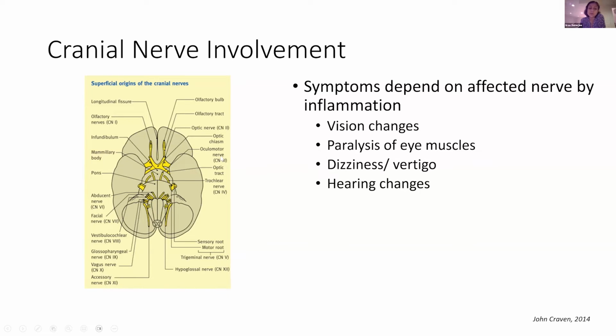Then we have separate nerves, cranial nerves 3, 4, and 6, which regulate our eye movement. So inflammation of those nerves causes paralysis of eye muscles. Again, there are other nerves which are important for our hearing and for balance. So when those nerves are affected, it causes dizziness, vertigo, hearing changes.